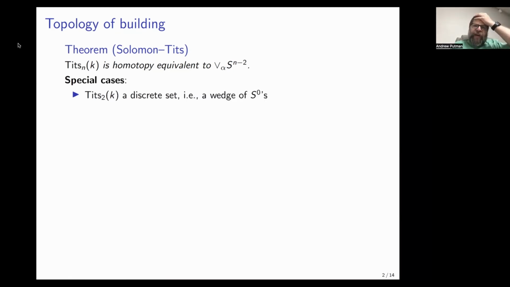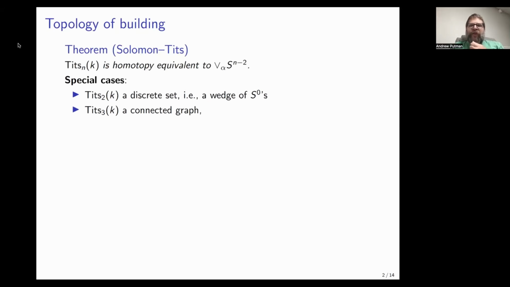And a discrete set, you might not think of it like this, but it is a wedge of zero-dimensional spheres. Remember, a zero-dimensional sphere is just 2 points. We wedge them together just by sticking the base points there. So as long as you have a discrete set that's got more than 1 point, it's a wedge of S naught. If it's just got 1 point, it's a wedge of 0 copies of S naught. It's still a base point. Anyway, so this is a discrete set.